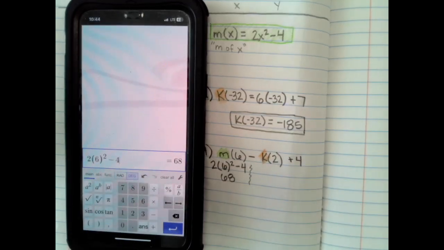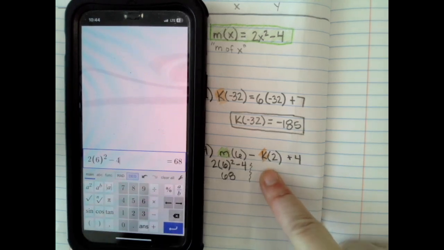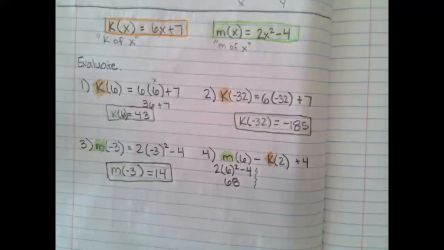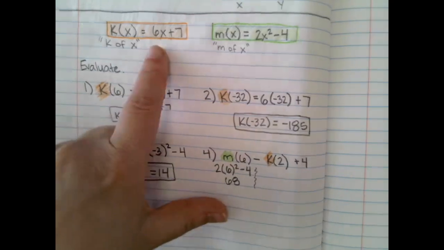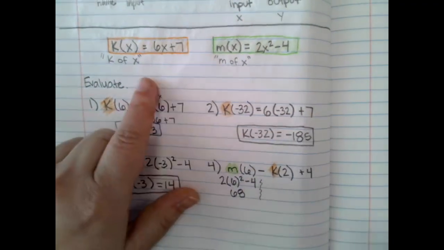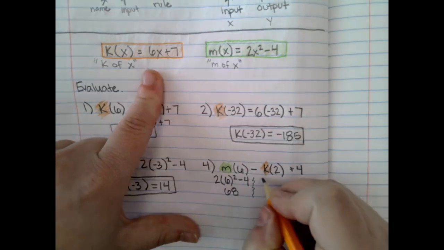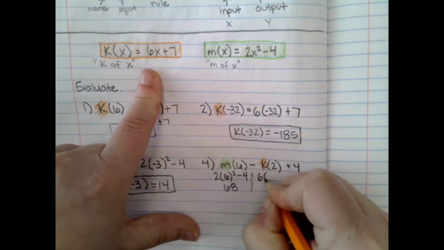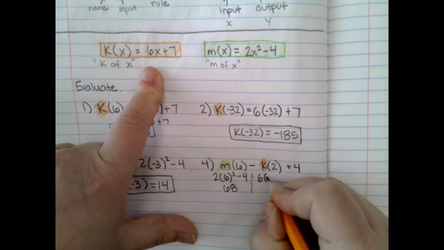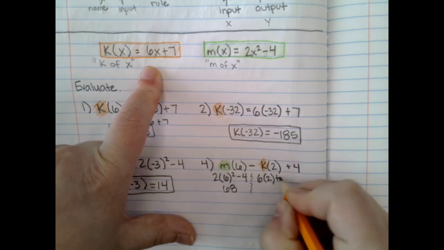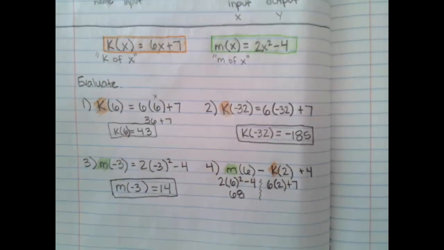Okay, I'm going to do a little dashy line or a squiggly line. That way I can keep track. I'm going to do k of 2 now. So remember, k is a different function that's telling us to do 6 times x plus 7. So 6 times 2 plus 7. That one we can probably do without a calculator.